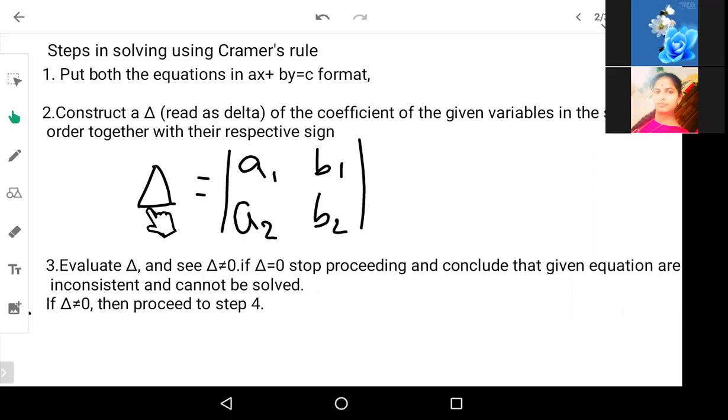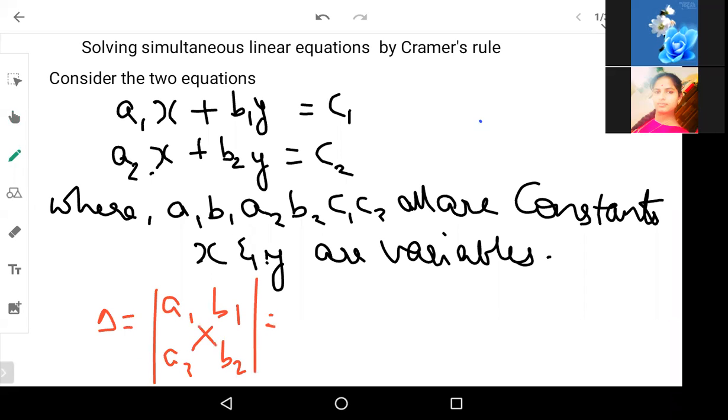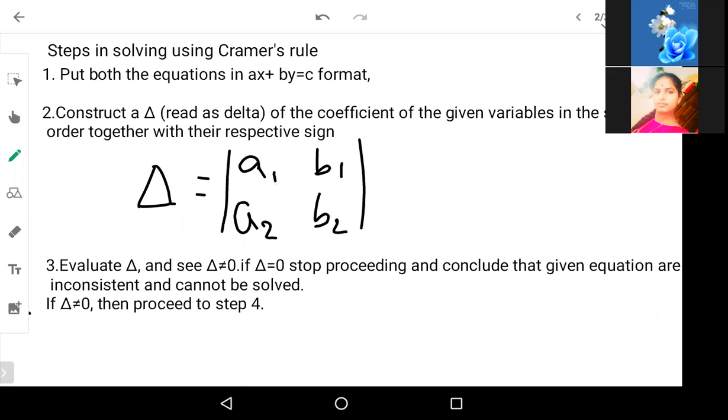So once we form the delta, that is all the coefficients, you have a1, b1, a2, b2. Sorry, delta is a determinant. So delta is nothing but the determinant with rows a1, b1 and a2, b2. Now we will do the cross multiplication and find the answer for delta. That will be your step number 2, where you will simplify the delta and get the answer.